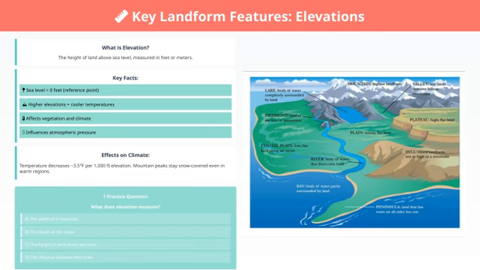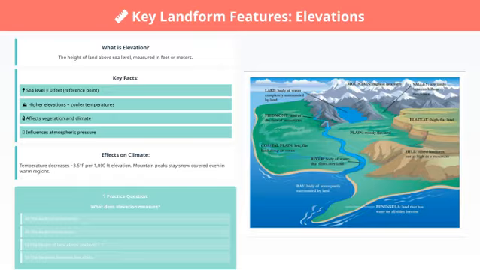Higher elevations tend to be cooler, and that's because as you go up, temperatures drop. For example, mountain peaks often stay snow-covered even when the surrounding regions are warm. This temperature change is approximately 3.5 degrees Fahrenheit for every 1,000 feet of elevation. So, elevation really influences both vegetation and climate. Plants and animals adapt based on how high they are.